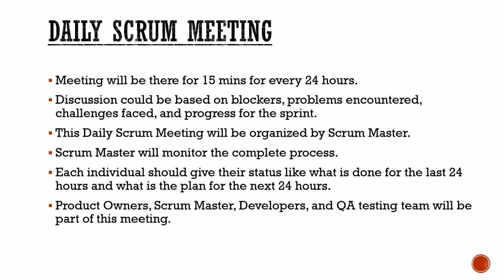And each person will need to give the status. Like the development team, the developers, they need to give the status: what are the things they have developed, and whether they faced any challenges, hurdles or blockers. That will be shared by the development team and the testing team also. If they face any challenges, it will be shared in this meeting. The people who are part of this meeting are the product owner, scrum master, developers, and testing team.